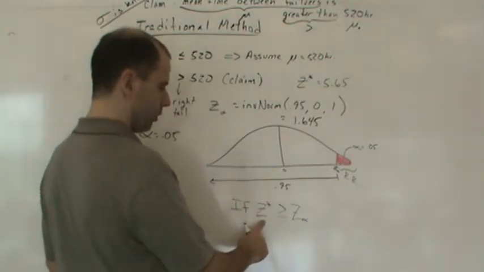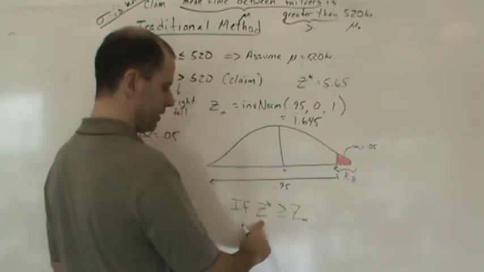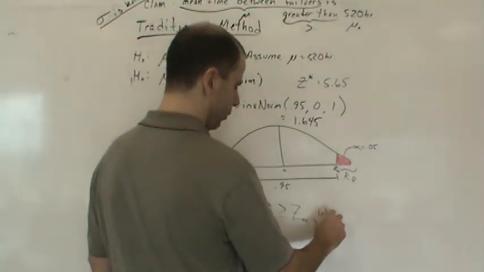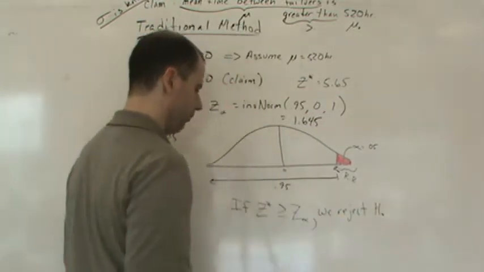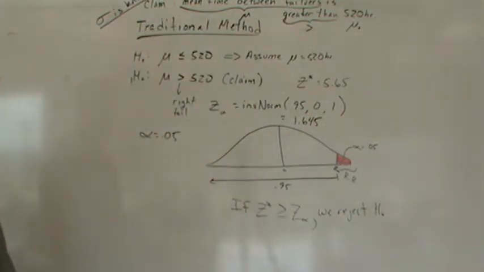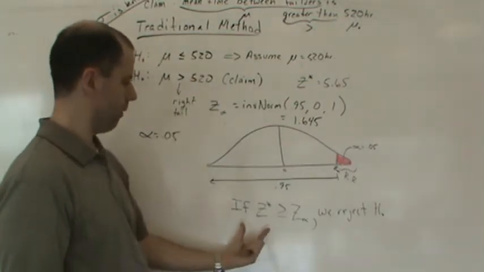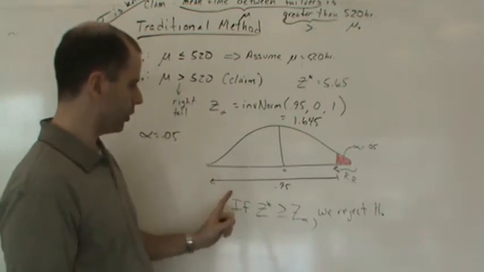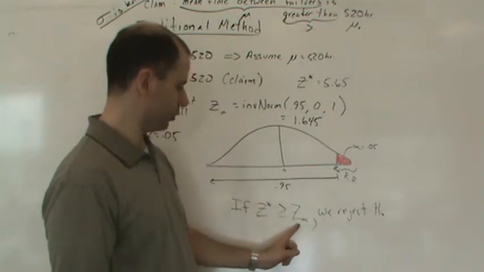If our critical value falls within the rejection region, in this case, if our test statistic z star is greater than or equal to z alpha, then we reject the null. Okay? So now in this case here, that's the result. Based on these hypotheses, and based on the sample data that we got, we're going to reject if our test statistic is greater than or equal to our critical value.